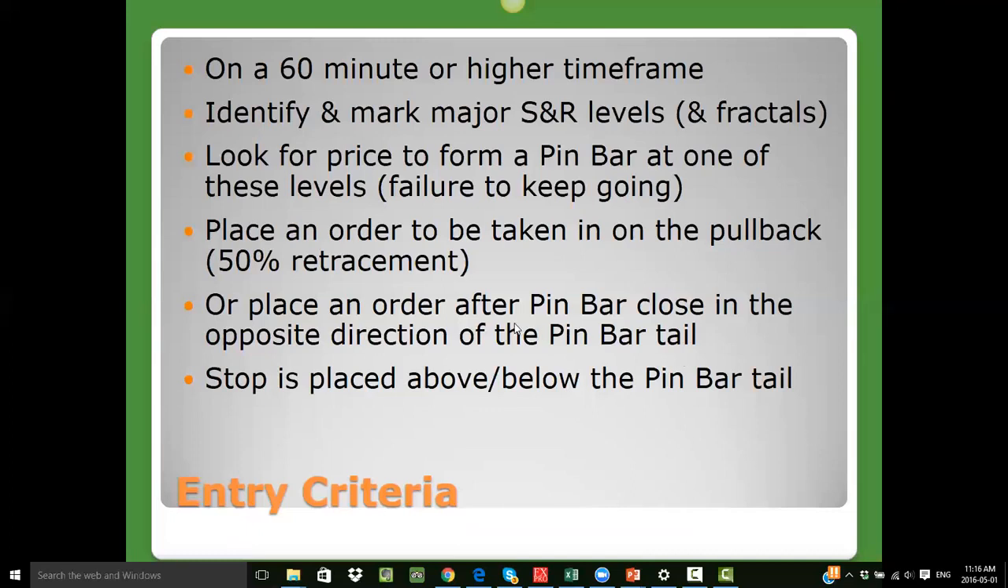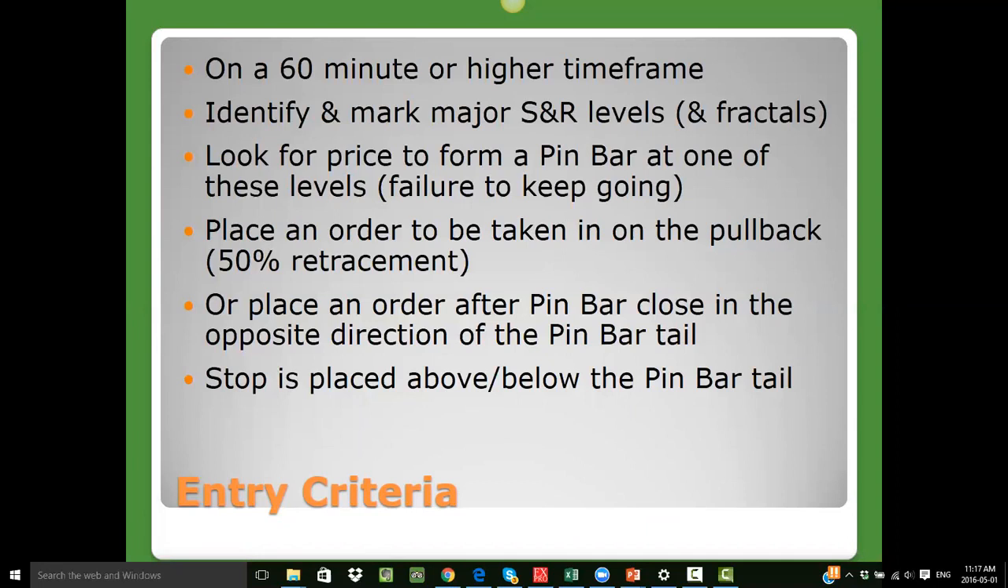And your stop loss would be above or below the pin bar. So in case of a bullish pin bar, you're putting your order below the tail in the bottom because you're looking to go long. And in terms of a bearish pin bar, your stop would be above the tail because you're looking to go short.